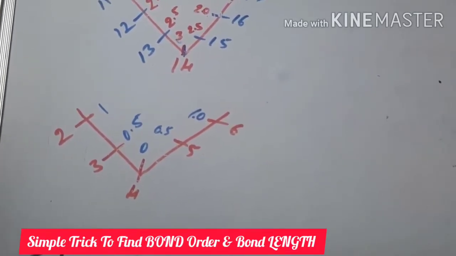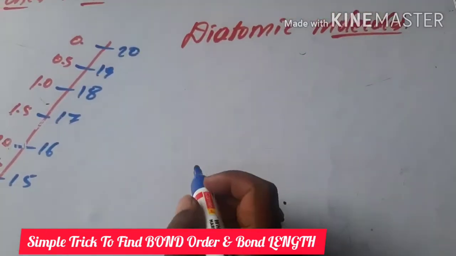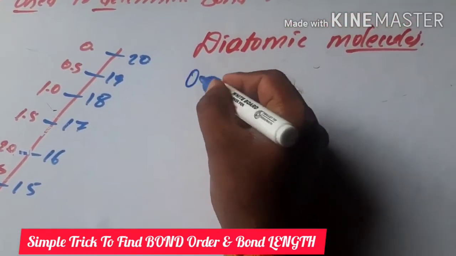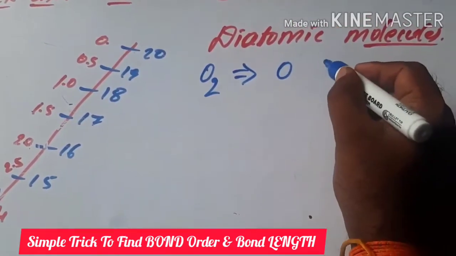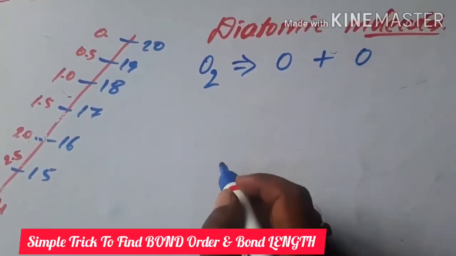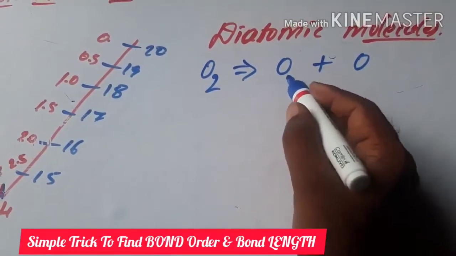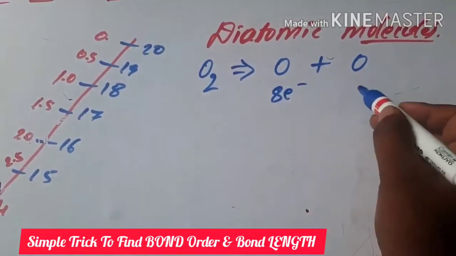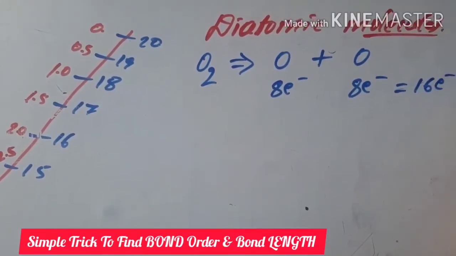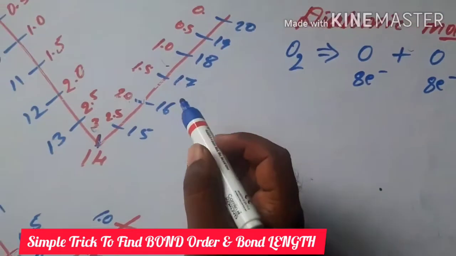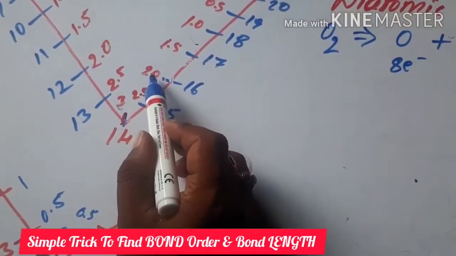So now we can determine the bond order for given diatomic molecules, like O2. O2 is obtained by the combination of two oxygen atoms. The atomic number equals the number of electrons, so there are 8 electrons in each oxygen atom. Therefore the total electrons is 16. For 16 electrons, the bond order is 2.